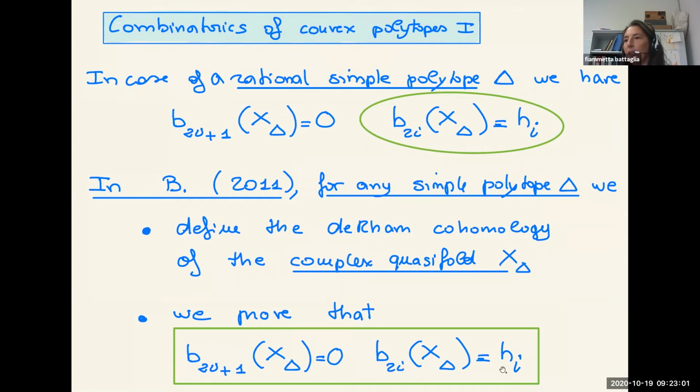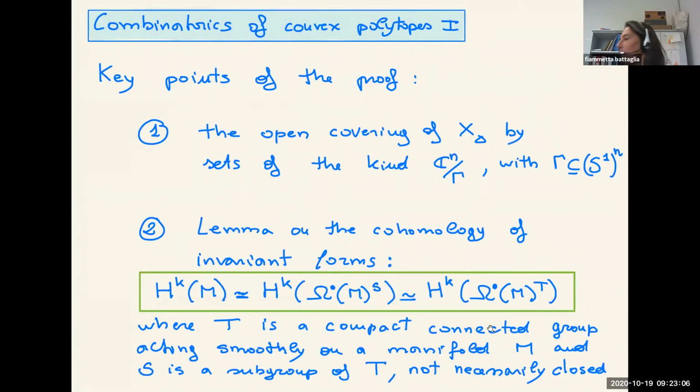So anyway, the key points for this result are, first of all, that there is this open covering of X delta, very explicit, a very nice open covering, and the charts of all of this kind.